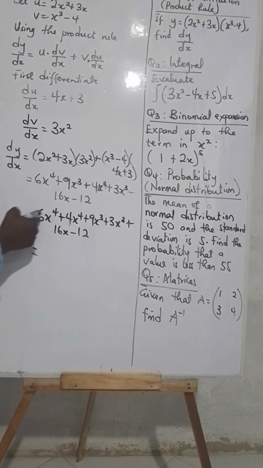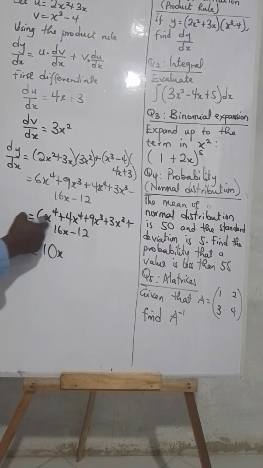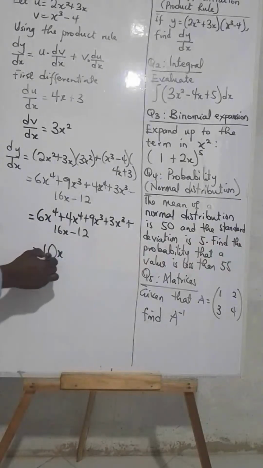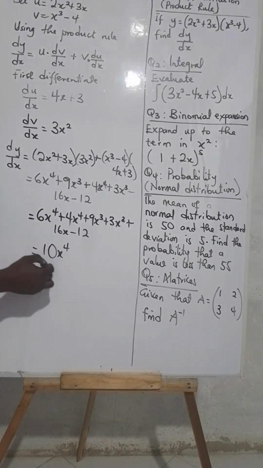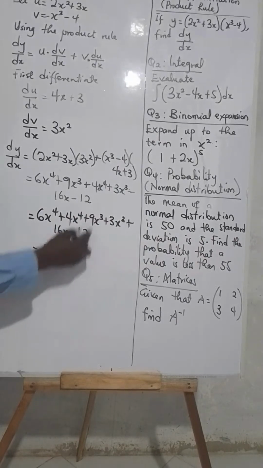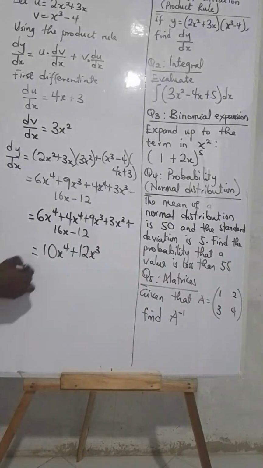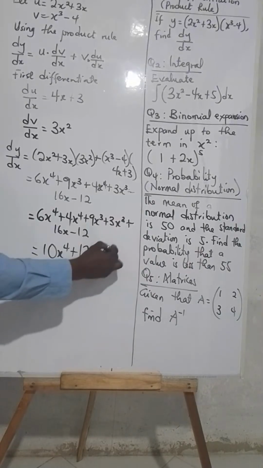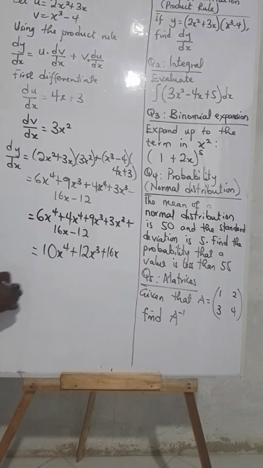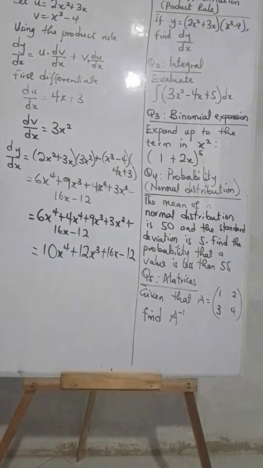So 6 plus 4 will give us 10, since our variables are the same, so 10x exponent 4. Then 9 plus 3 is 12, so 12x exponent 3. Then we have plus 16x, no similar variable is there, then minus 12. Right. I hope this one is clear.